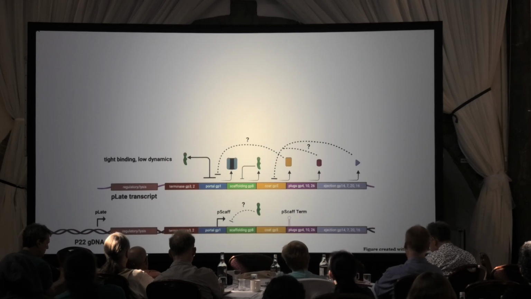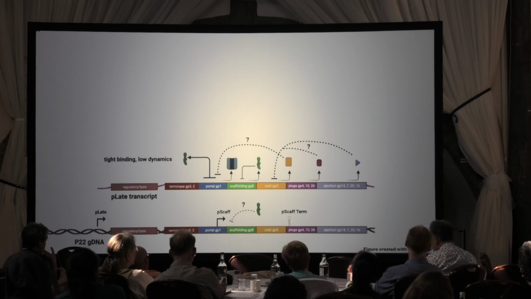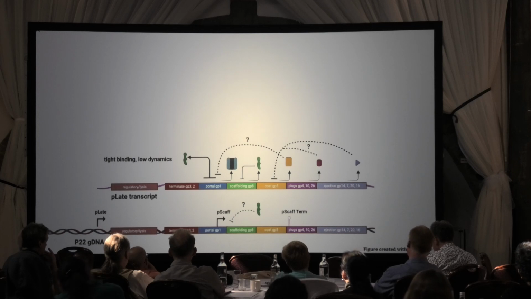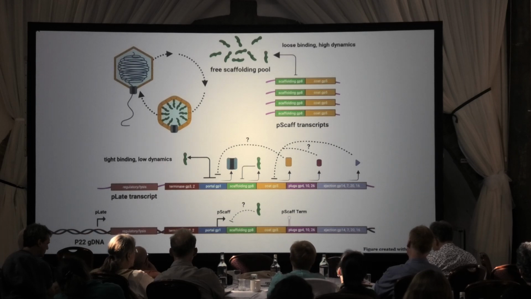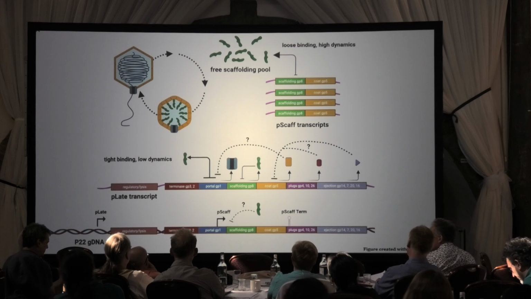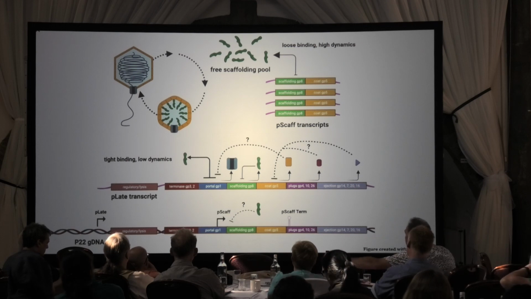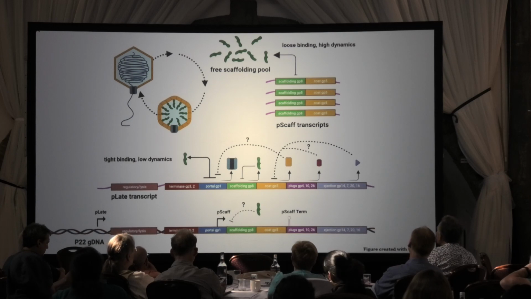And what I'd like to point out here is that scaffolding protein showed the strongest binding with portal RNA. And so this seems to be a tighter association, maybe with lower dynamics. And then additional scaf transcripts showed that scaf actually interacted with its own RNA in a weaker association.